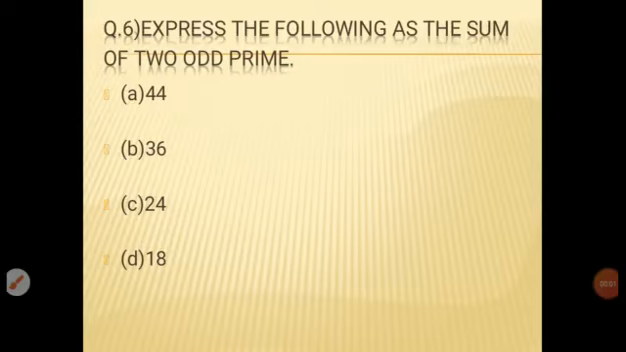Now the next question is, express the following as the sum of two odd primes. That means the numbers are 44, 36, 24 and 18. We have to show these numbers in the form of addition in such a way that they are added using only odd prime numbers. They have to be odd as well as prime.